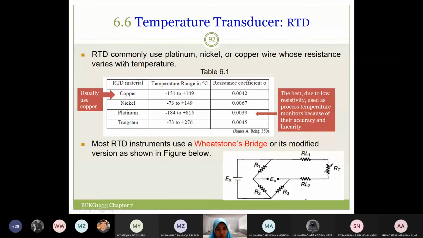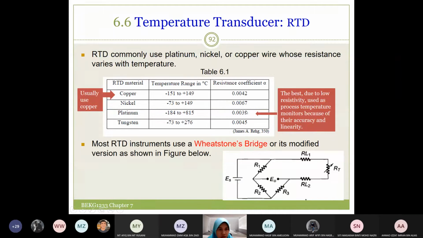The temperature range in Celsius and the resistance coefficient. Usually copper is widely used, but the best is platinum due to lower resistivity. Used as process temperature monitors because of their accuracy and linearity. Okay, so among these four materials, platinum has the lowest resistance coefficient. Okay, so meaning that it is the best among these.